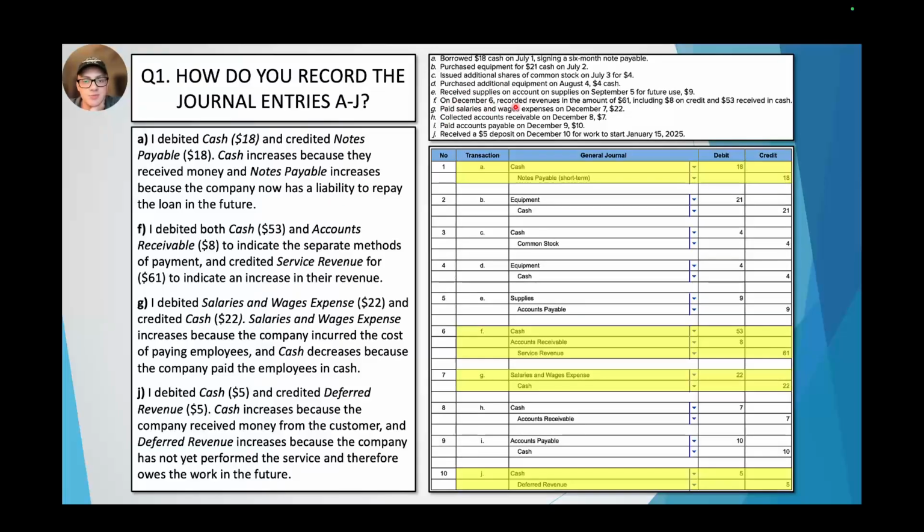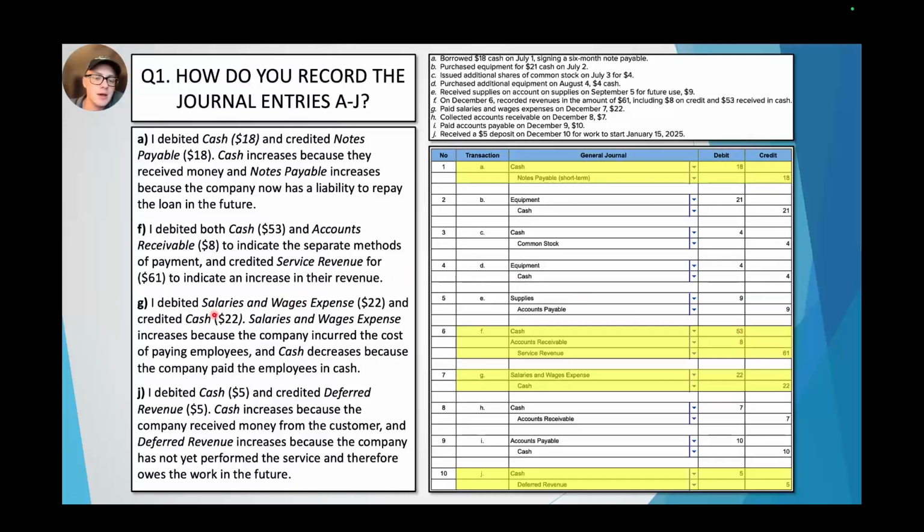F, on December 6th, recorded revenues in the amount of $61, including $8 on credit and $53 received in cash. This is a partial payment. I debited cash $53 and accounts receivable $8 to indicate the separate methods of payment, like I said, and credited service revenue for $61 to indicate an increase in their revenue. And this can be seen right here.